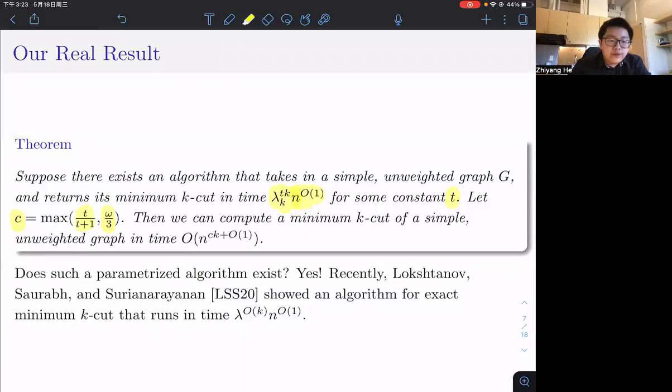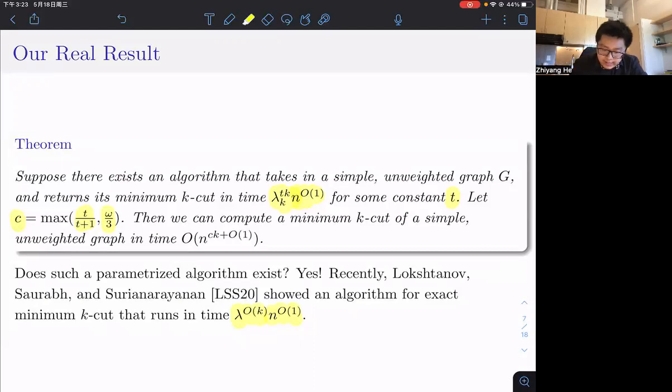Okay, so a couple of remarks we need to make about this result. Does such a parameterized algorithm exist? Yes, actually. Recently, there's a result by Lokshtanov, Saurabh, and Surianarayanan that showed an algorithm for exact minimum K-cut that runs in time lambda to the O of K times some polynomial factor. So combining their result with our theorem, we get the promised result of an n to the (1 minus epsilon) K algorithm for computing minimum K-cuts in simple graphs.